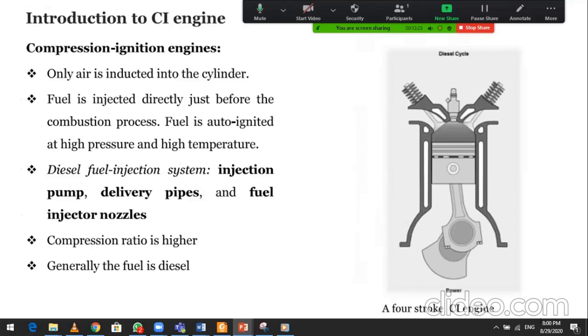Fuel is auto-ignited at a higher pressure and high temperature. Okay, the phenomenon is that the fuel will auto-ignite at high pressure and high temperature. Sorry, diesel fuel injection system. In diesel, fuel is injected using an injection pump, delivery pipes and fuel injector nozzles.